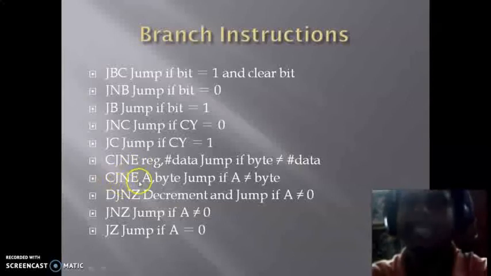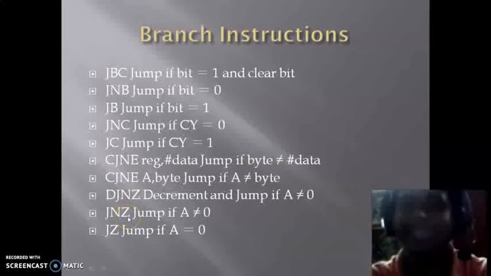Now next, CJNE A comma byte. If the content of A is not equal to a particular byte that is specified, at that time it will jump to a particular location or address associated with this instruction. DJNZ: it decrements the content of the register, and if it is not equal to 0, that is, if the content is not 0, then it will be decremented by 1 and it will jump to a particular address associated with this instruction.